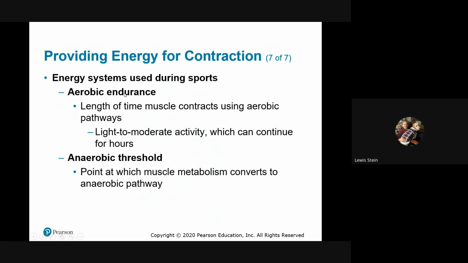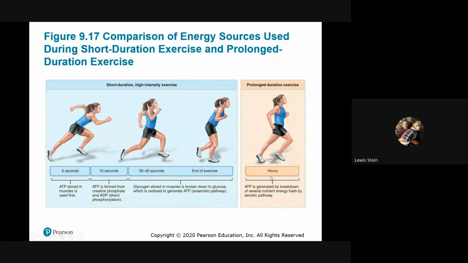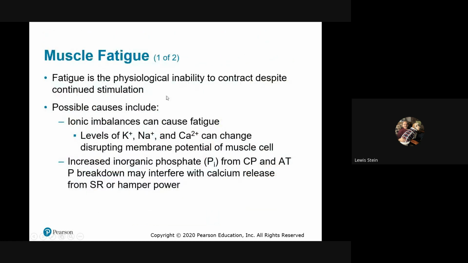And so aerobic endurance is something that can continue even for people who are untrained for a long period of time, and anaerobic cannot. This summarizes it. Okay. And the whole idea of the fatigue nugget, as it were: ionic imbalances, more so than the lactic acid. It's the accumulation of electrolytes, disrupting membrane potentials, increased inorganic phosphate, interfering with calcium release. There's a lot to it.